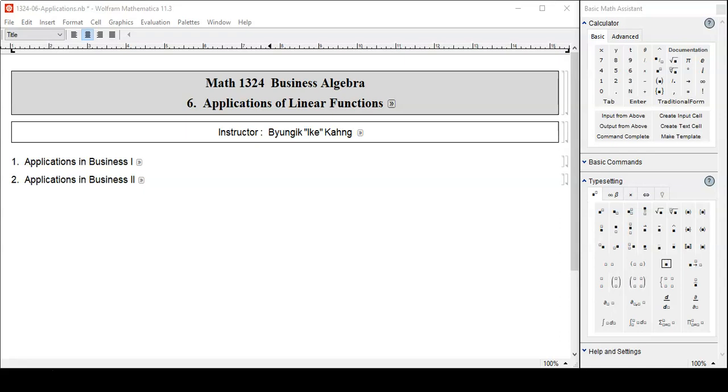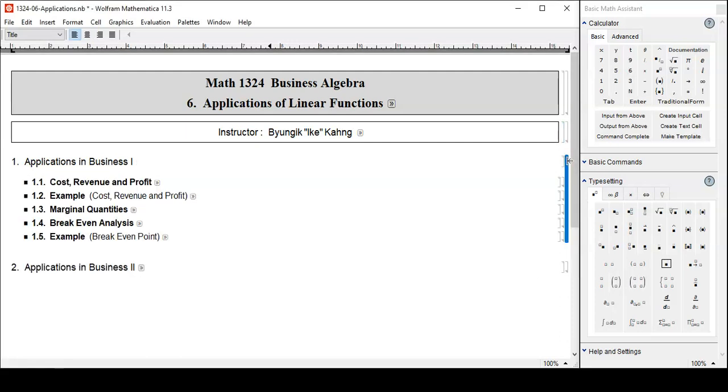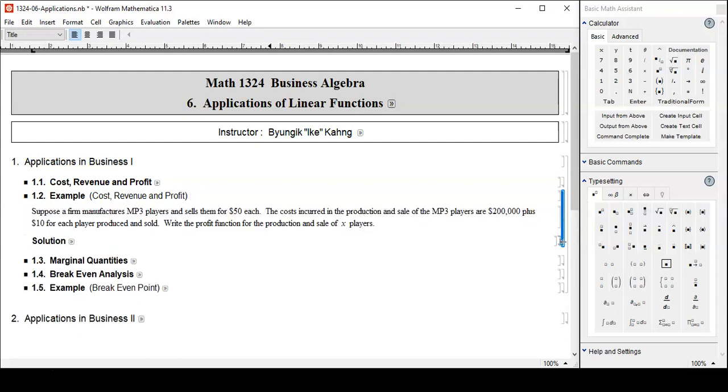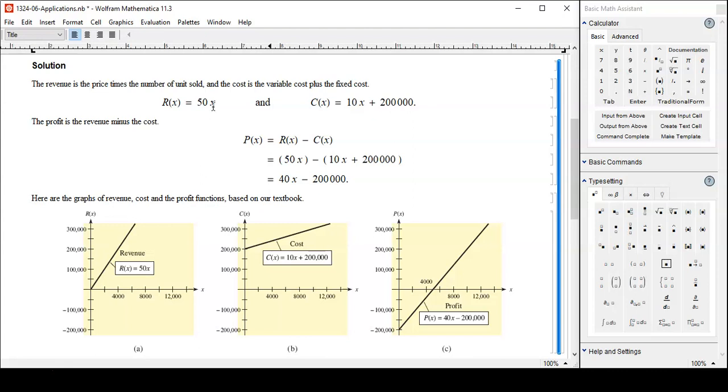Hello students, welcome back. The next topic is break-even analysis. Previously, we discussed the cost, revenue, and profit function. We went through an example problem like this. Remember? Revenue, cost, both are linear models, and the profit is revenue minus cost. Simplifying, we get this. Now, what is the break-even analysis?